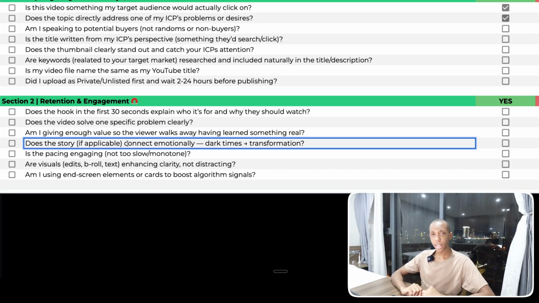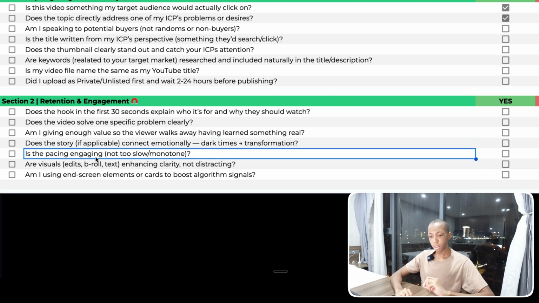And even if they're not exactly like you, they're going to see your story and they're going to be like, I really trust this guy. I really like this guy. Let me give him some money. Let me go into the offer. Let me have him help me, right? So that's very important. Fifth thing, is the pacing engaging, not too slow and not monotone?